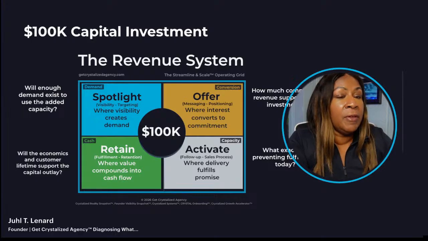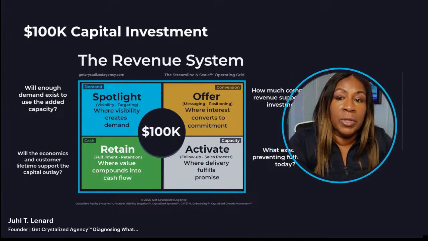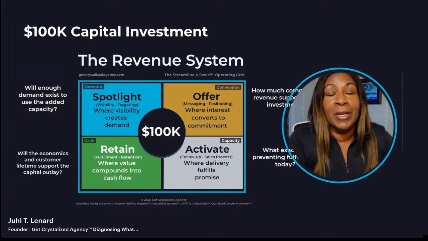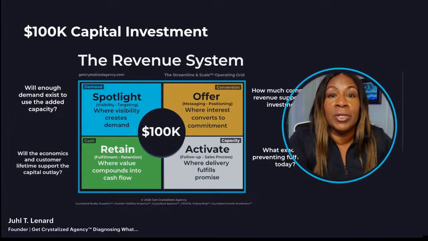And then finally, when we look at the retain quadrant, we're looking at whether the economics and the customer lifetime will support this capital outlay. In other words, if this business dried up, what would happen? Because you're still on the hook. Once you've funded it, the money is gone. You've invested, and so you need to look at how to actually support your business in that way. So these are some questions that we want to teach the business to speak to us about, to answer these questions.